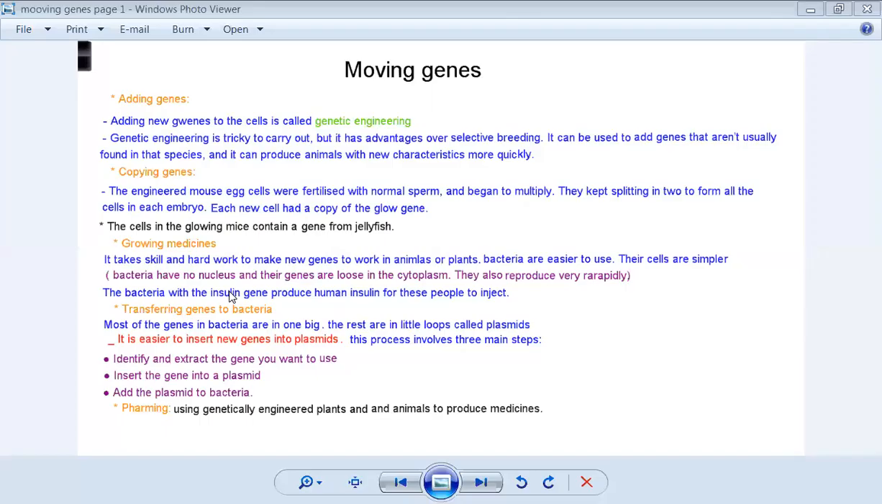Okay. So the bacteria has no nucleus and the genes are loose in the cytoplasm. You can find them in this long strand. They also reproduce very rapidly.